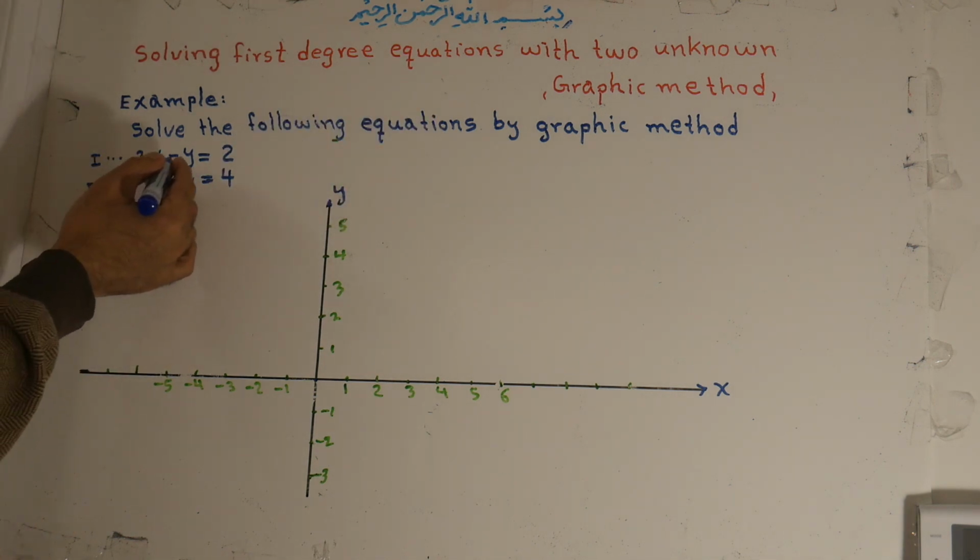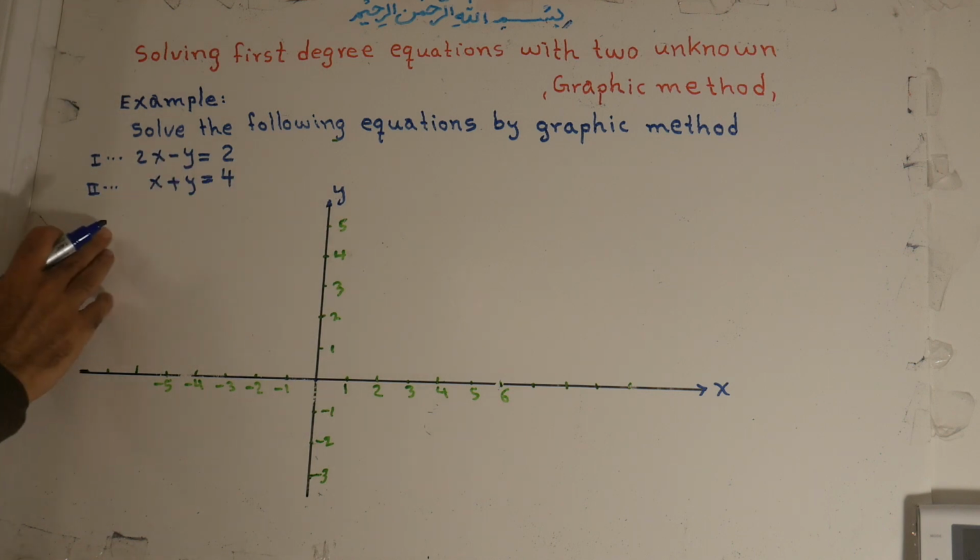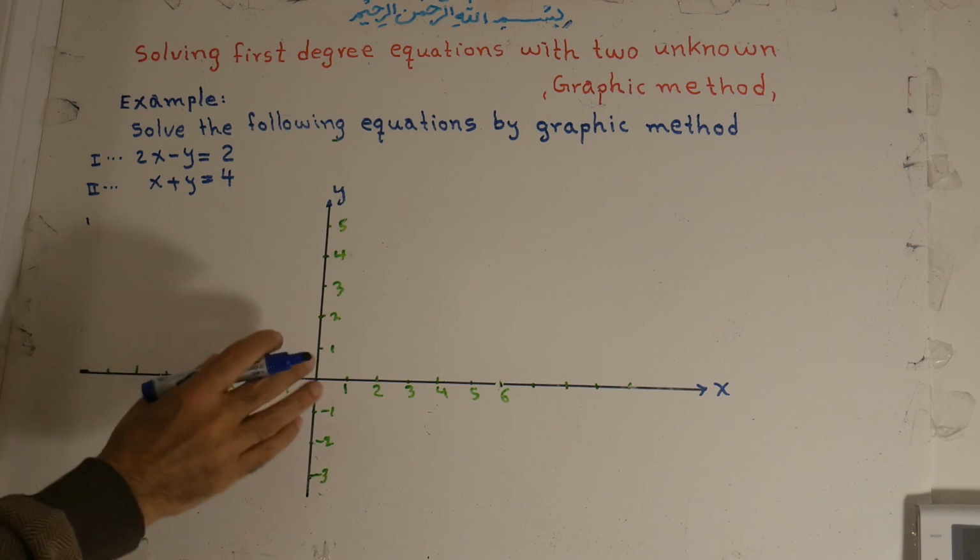Equation number 1 is 2x minus y is equal to 2, and equation number 2 is x plus y is equal to 4. Now, what we do, we solve both of these equations.